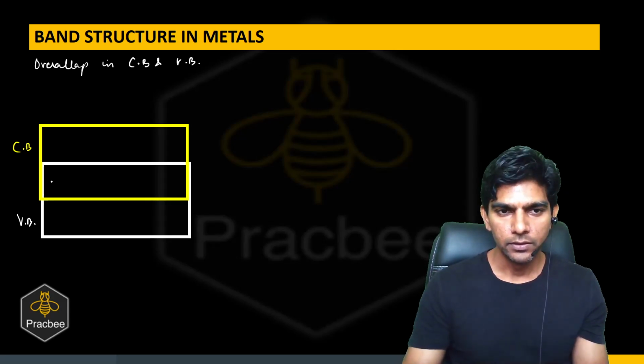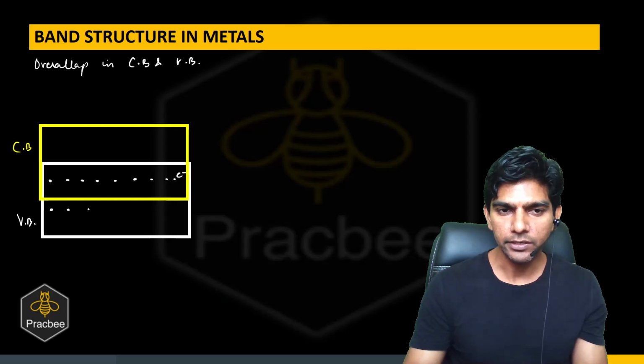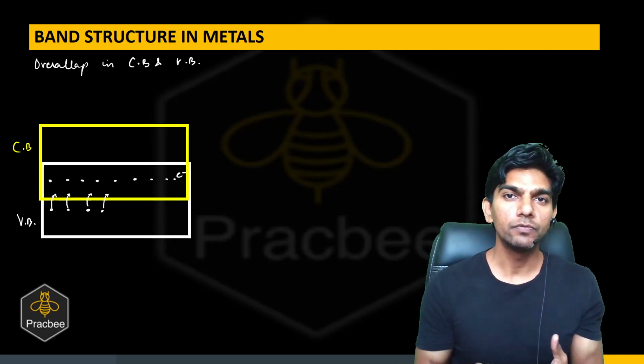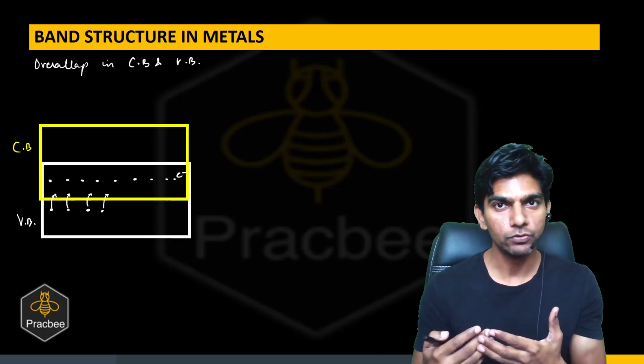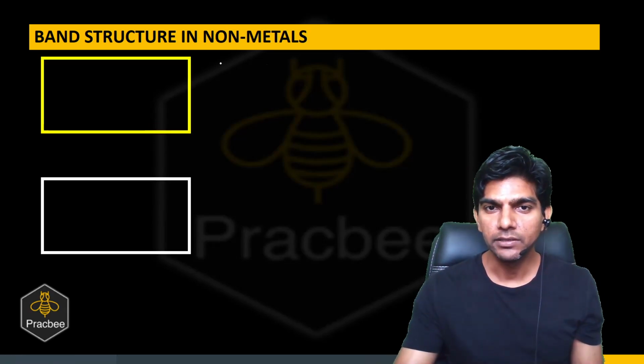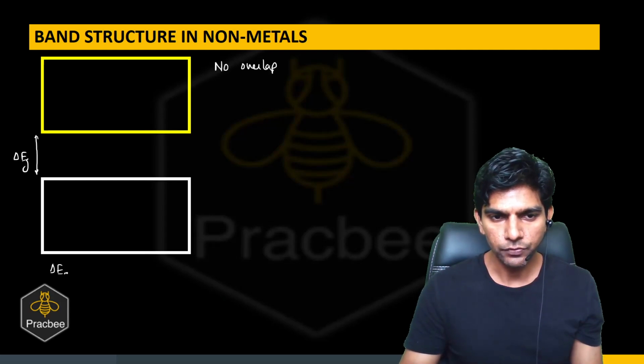So what does it mean? There are already electrons in the valence band which are taking part in the conduction process, and there will be some electrons which are not in the conduction band, but they will gain energy and can easily move to the conduction band and take part in the conduction process. So in metals we have a large number of conduction electrons, hence the conductivity is huge. But what happens in a non-metal? In a non-metal there is no overlap. So there is a gap, and this gap is known as the forbidden energy gap.